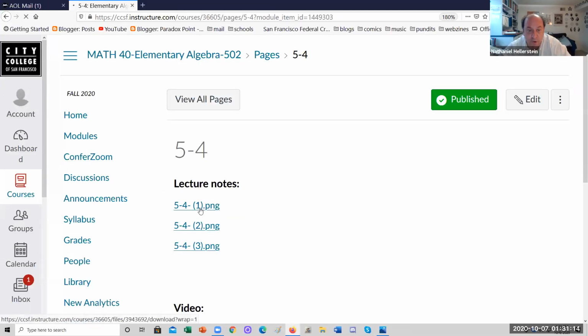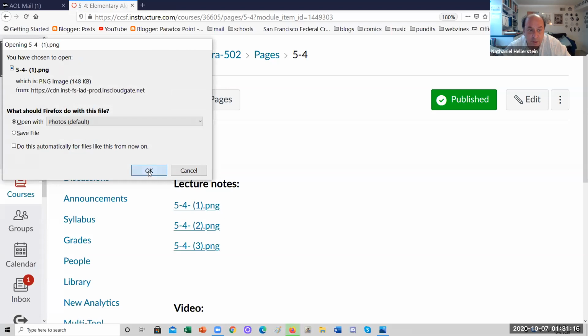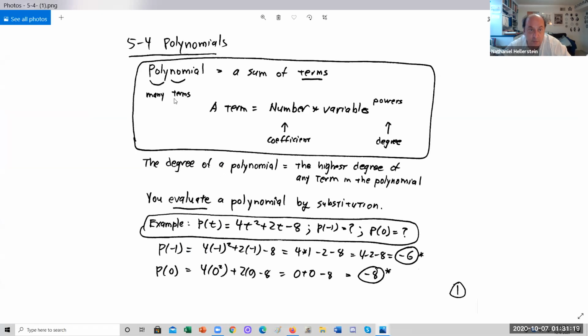Section 5.4 is about polynomials. A polynomial. That word poly means many. Nom means name or term. So a polynomial is an expression with many terms. It's a sum of terms.